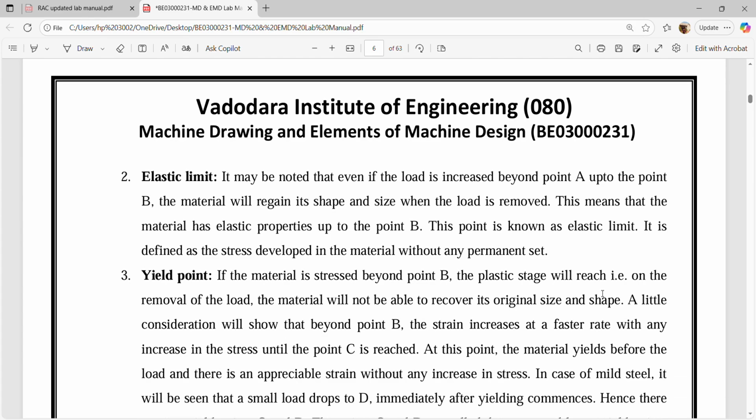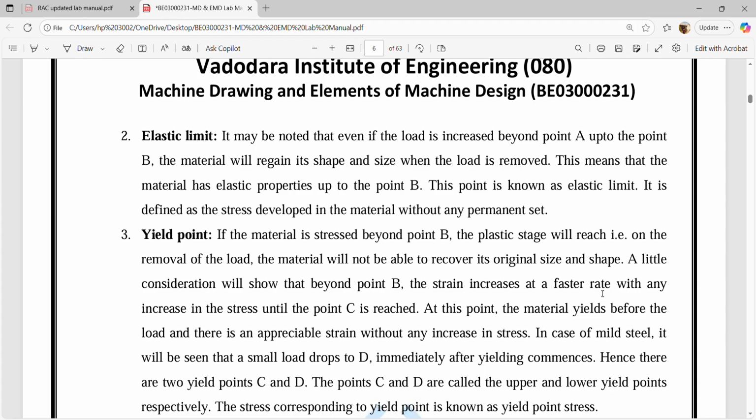A little consideration will show that beyond point B, the strain increases at a faster rate with any increase in the stress until the point C is reached. At this point, the material yields before the load and there is an appreciable strain without any increase in stress.